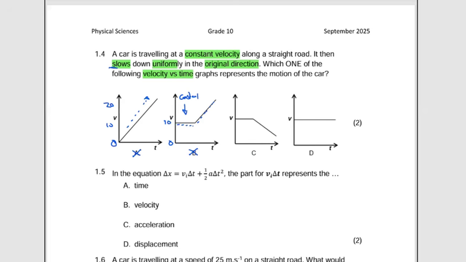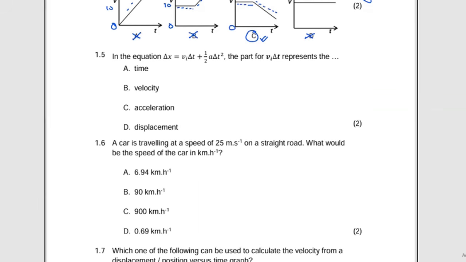So let's look at option C. The first part there is constant velocity, so V is constant. Then after that, what happens? We can see our velocity is now decreasing, because it is heading towards 0. So our correct option is going to be option C. Option D is incorrect, because now we are moving only at a constant velocity. The final part doesn't represent where the car is slowing down uniformly.